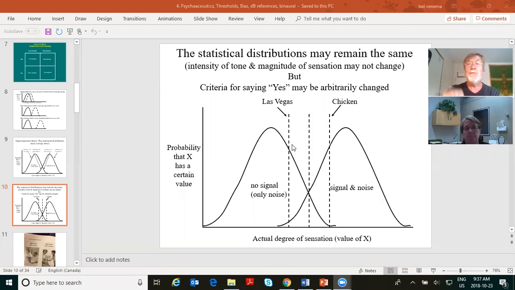So the tone can be present or the tone can be absent, but there's also the other dimension, and that's the person's decision basis to say yes or to say no. And your decisions can be based on biases. Biases toward false positives, biases toward false negatives. False negatives are going to make your hearing levels look worse than they really are. False positives are going to make your thresholds tend to look a little better than they really are.